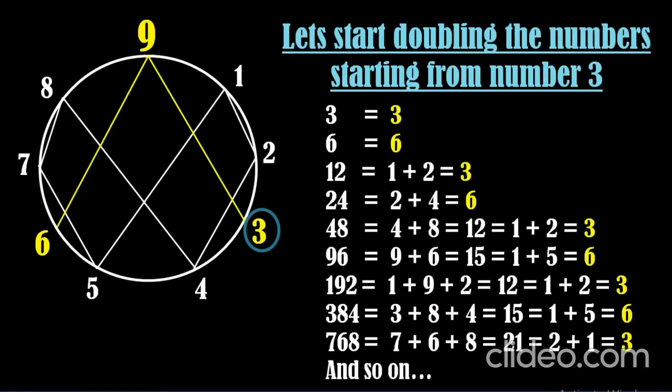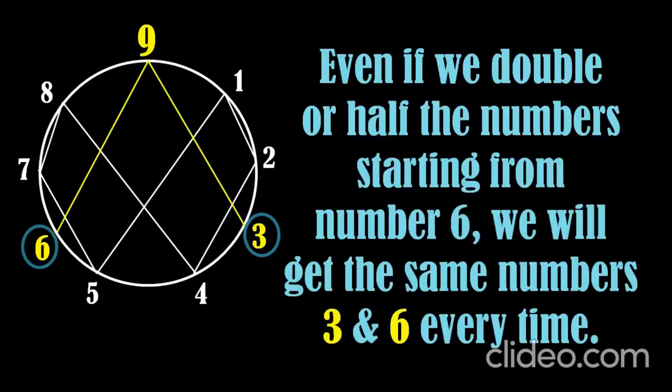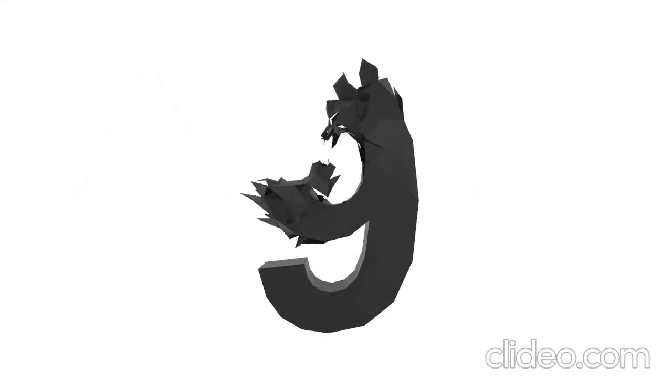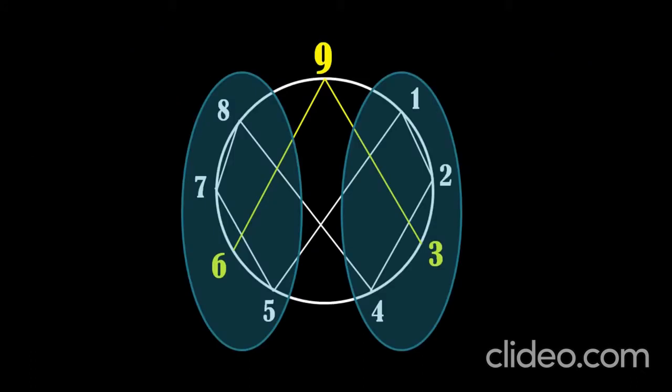Hence, whether we double or halve the numbers, if we start with number 3, we get numbers 3 and 6 only. Even if we double or halve the numbers starting from number 6, we will get the same numbers 3 and 6 every time. But surprisingly, even this time, 9 is absent in the sequence. Actually, number 9 controls the numbers 3 and 6, and numbers 1, 2, 4 are controlled by number 3, while numbers 8, 7, and 5 are controlled by number 6. In this way, number 9 controls all the numbers.